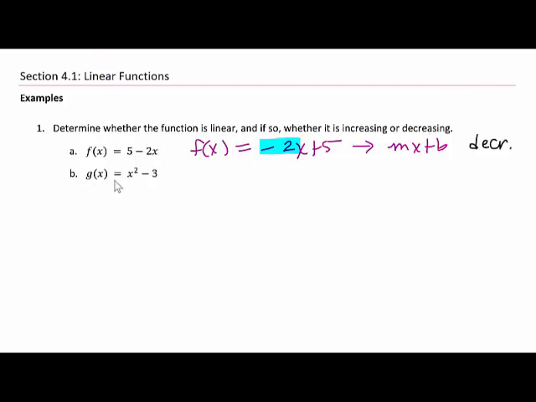And in part B, g of x is equal to x squared minus 3. This is not a linear function. Notice that linear functions have variables raised to the first power, not the second. So this is a quadratic instead. And so we are going to say it's not linear, and therefore we're not going to say if it's increasing or decreasing, because it does some of each.